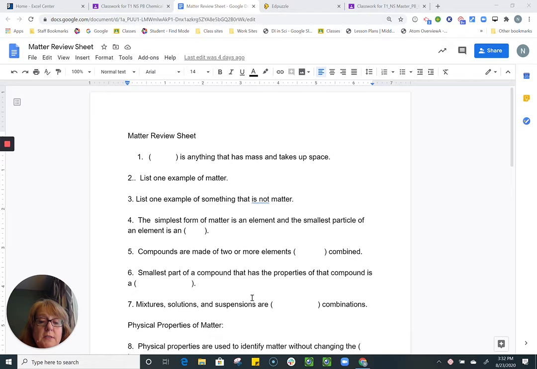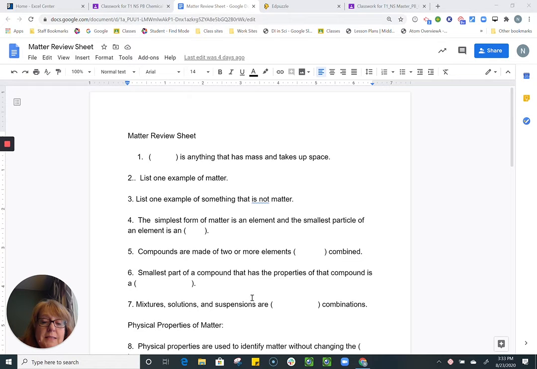Mixtures, solutions, and suspensions are physical combinations. Compounds are chemical combinations. When you make a compound by joining atoms, the original atoms lose their identifying properties and take on the properties of the new substance that they form when sharing or transferring electrons with other atoms. On the other hand, a mixture, a solution, and a suspension are physical combinations. They keep their own properties.